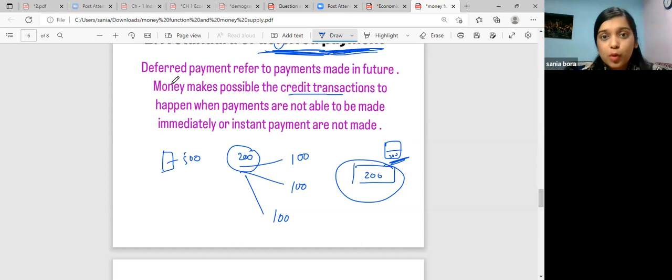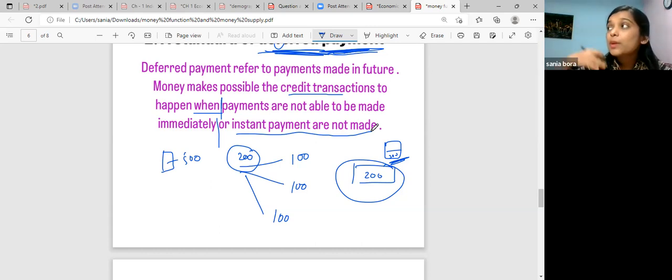So because of money, it is possible, right? If there is no money, then credit transaction won't be possible. So money makes possible the credit transaction to happen. Why are you making credit transactions? Credit transactions only happen when payments are not able to be made immediately, or when instant payments are not made. You can write either one. When you are not paying instantly, you are taking the product right now, but you are not doing the instant or immediate payment. You are doing the payment in future or maybe after some time. So that is known as deferred payment.